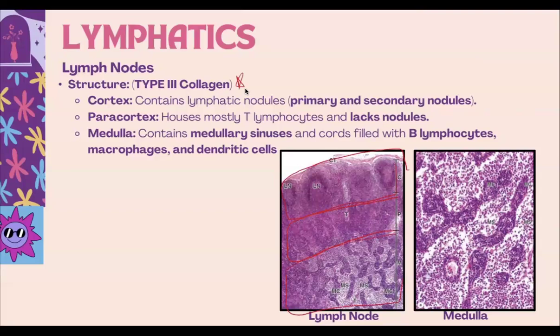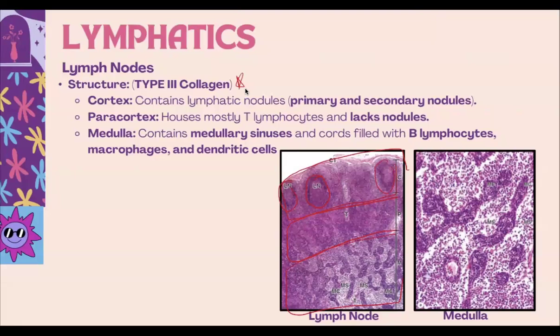So the cortex contains the lymphatic nodules. So here's a good place for it. You can see it's a collection. It's not spread out all over. It's a collection of lymphatic tissue. And these can be primary and secondary nodules. Then you can have the paracortex, which does not have any nodules. So you don't see something like this here. It's pretty clear for most of it. And it also has the T lymphocytes.